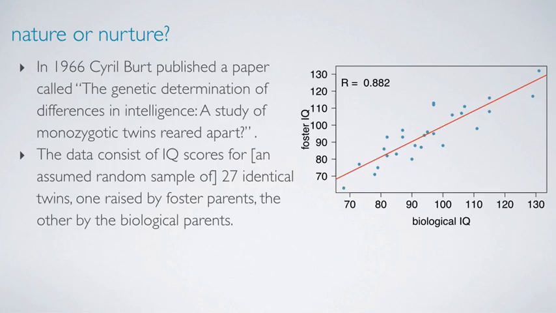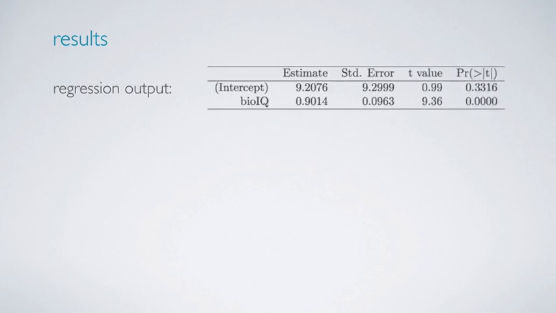In the scatter plot, we can see the relationship between the foster twins' IQ and the biological twins' IQ, and we can see that as one goes up, the other one goes up as well. We have a positive and relatively strong relationship with a correlation coefficient of 0.882. The results of this study can be summarized using a regression output that looks something like this. So we have the estimate for the intercept as well as the slope here.